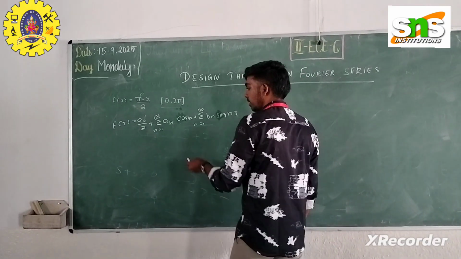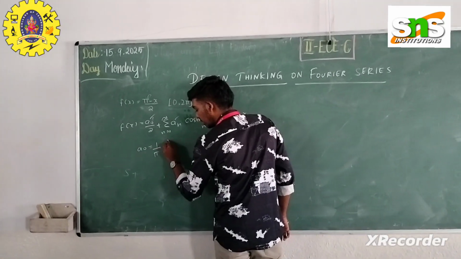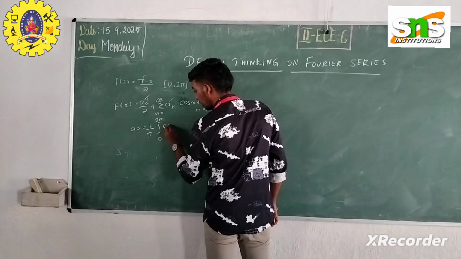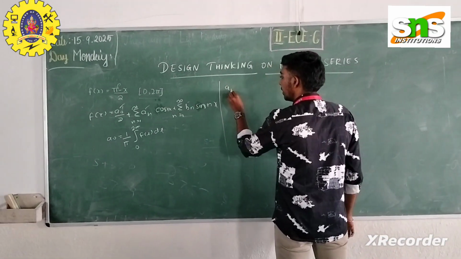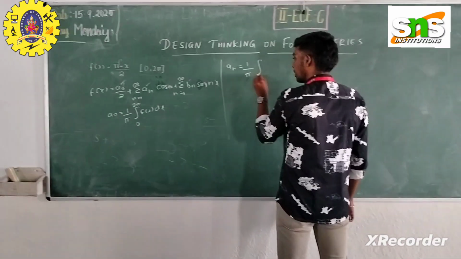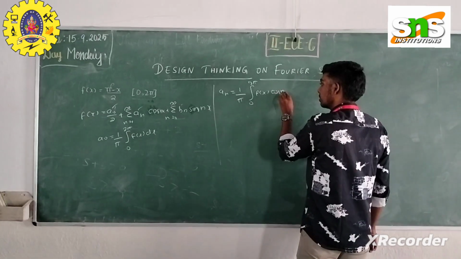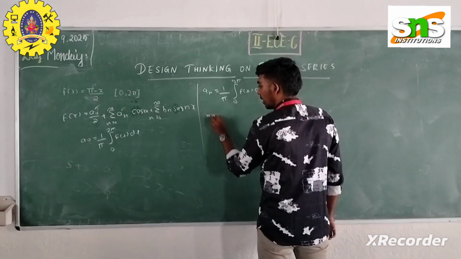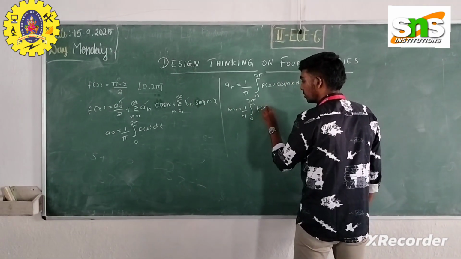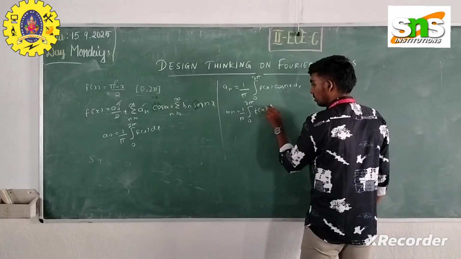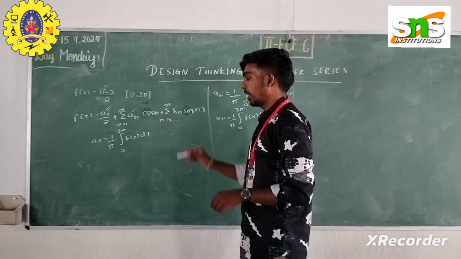We need to calculate the three terms, that is a0, an and bn. For a0 the formula is 1 by pi integral from 0 to 2 pi of f of x dx. Similarly for an, it is 1 by pi integral from 0 to 2 pi of f of x cos nx dx. For bn the formula is 1 by pi integral from 0 to 2 pi of f of x sin nx dx. These are the three major formulas to find a0, an and bn.